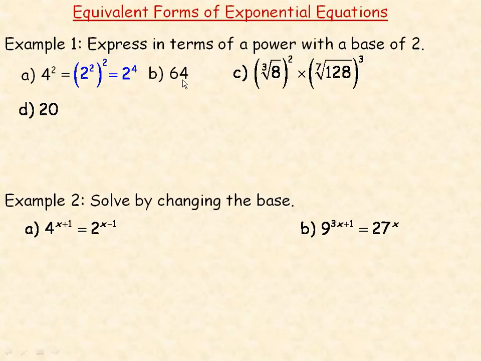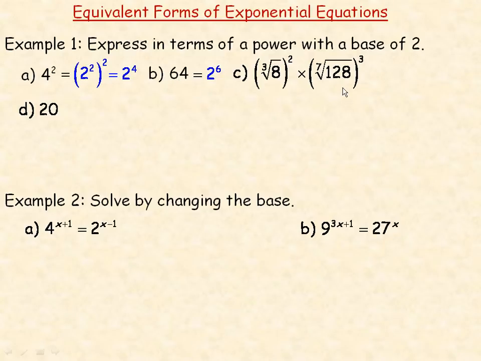In example B, I want to find what power of 2 gives me 64. And I could go 2 times 2 is 4, times 2 is 8, times 2 is 16, times 2 is 32. I'm up to 5 2's now. And times another 2 makes 64. So 2 times 2 times 2 times 2 times 2 times another 2 gives me 64. So 64 is 2 to the power of 6.